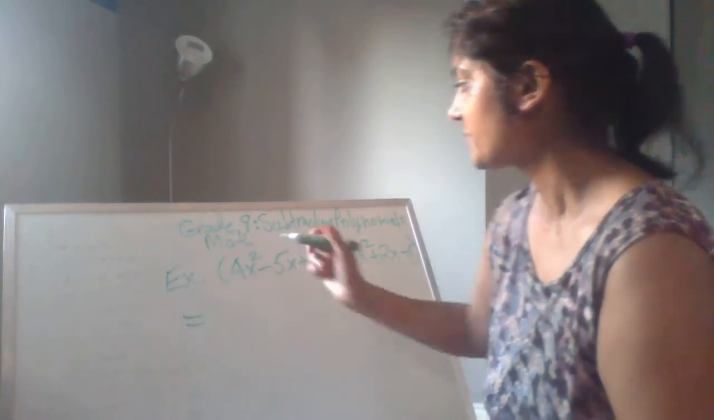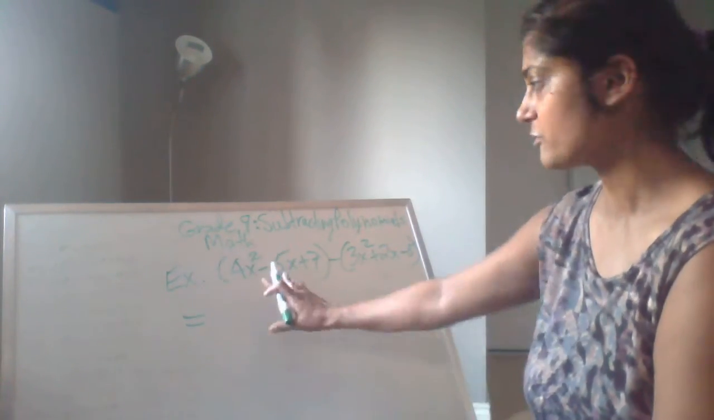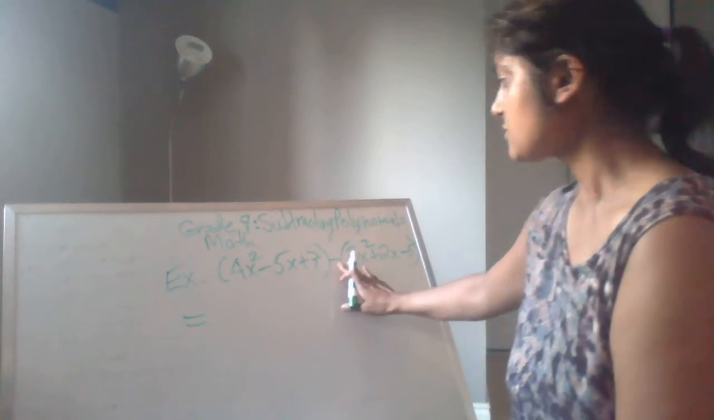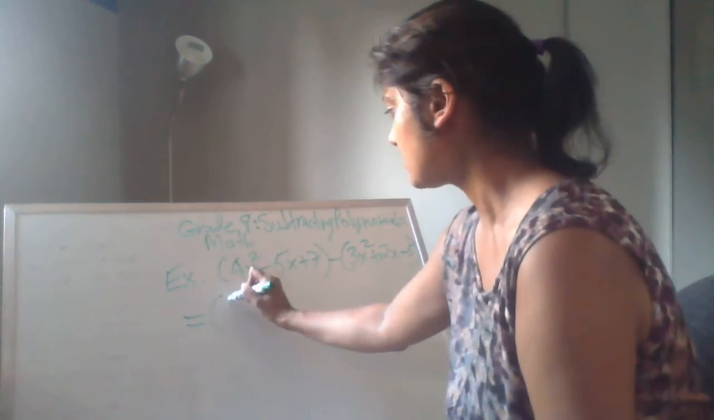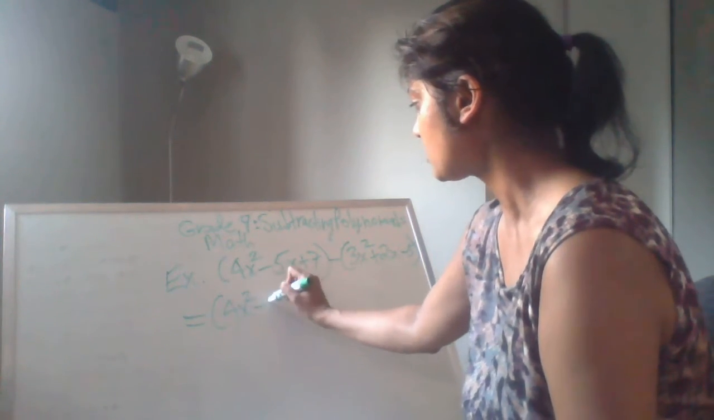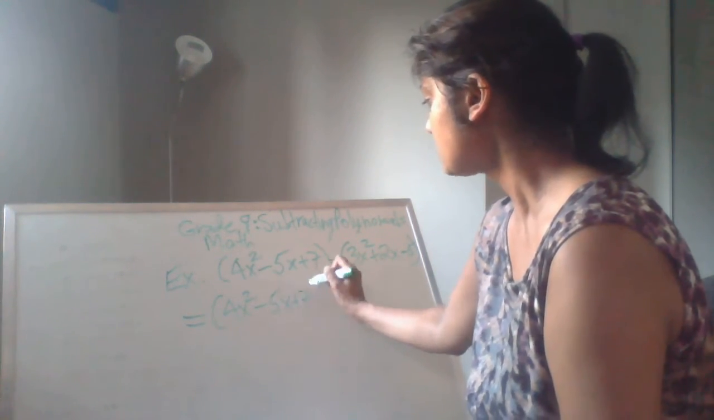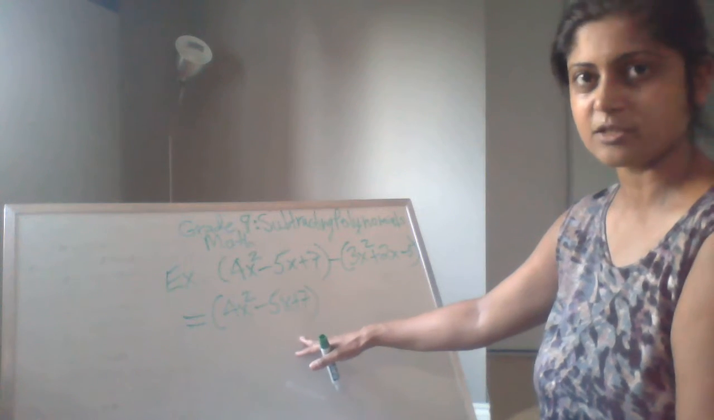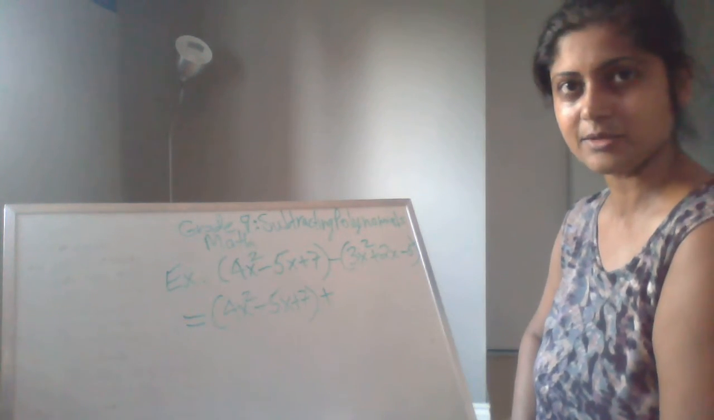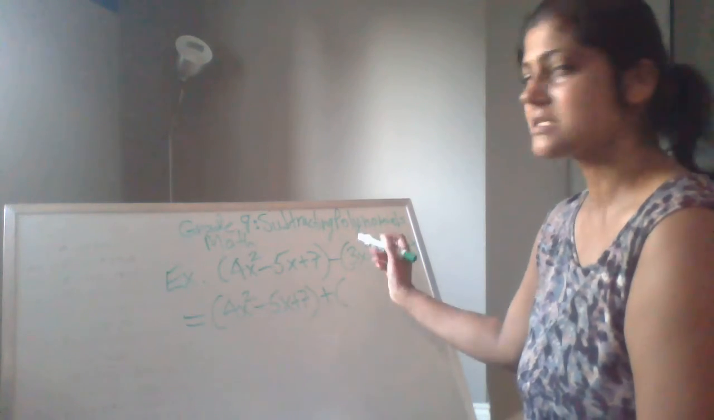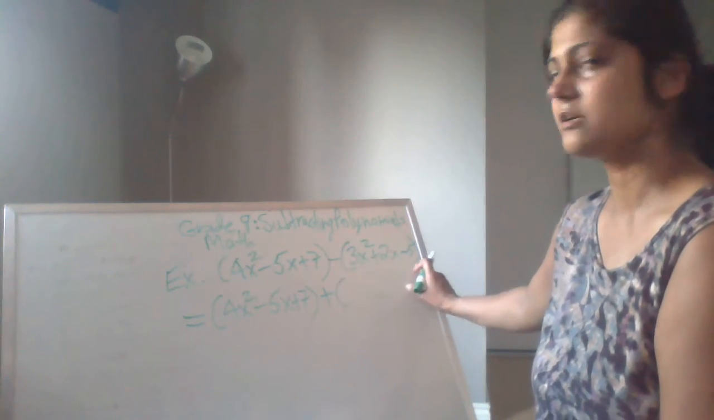So again, let's keep the first bracket the same. I have to make sure I'm looking that I'm subtracting the polynomial, so I remember to do that one step in between here. I'm just rewriting that first bracket here. I'm going to change that minus sign to a plus. Inside the second bracket, you're going to change the sign for everything.